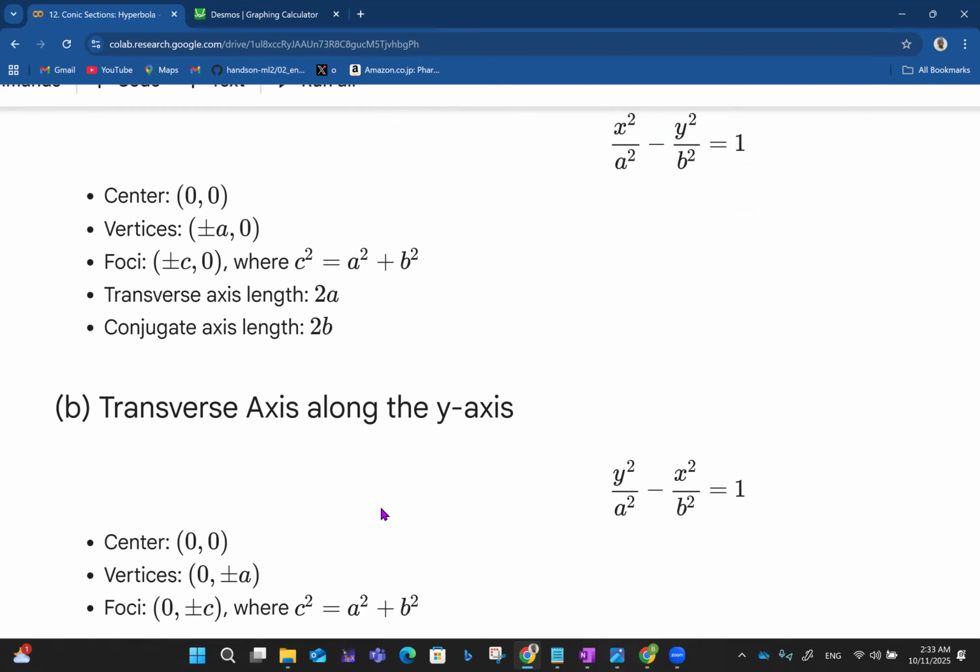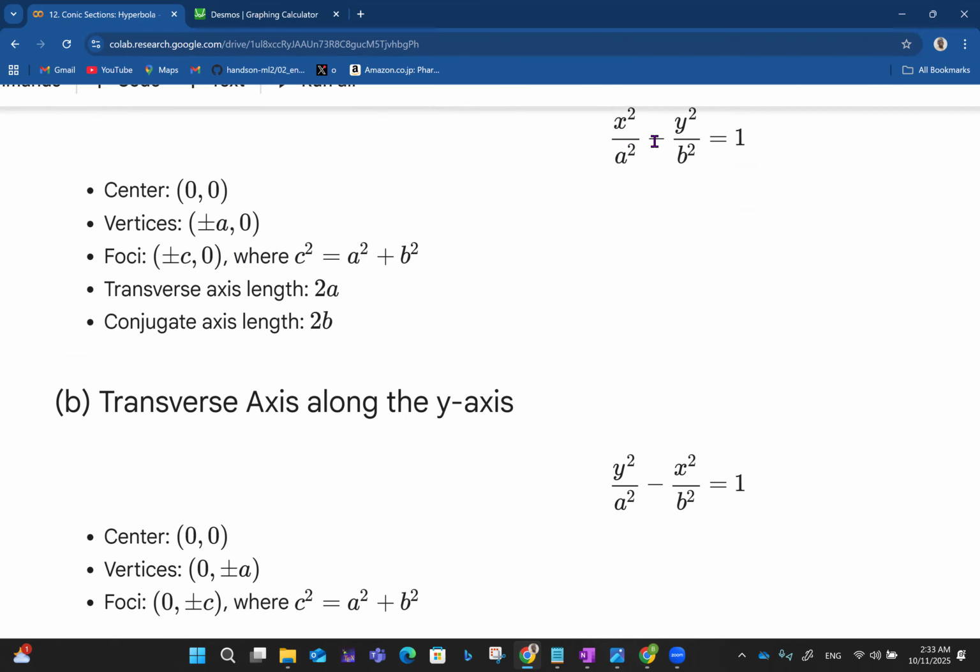For the y-axis, you just have things switching over. So instead of x squared over a squared, you now have y squared over a squared minus x squared over b squared. If you're switching axis for the ellipse, you just switch the a squared and b squared. But in this case, you switch the y squared and x squared because now we are subtracting. So the a squared and b squared remain where they are, but the y squared and x squared switch places for you to change the axis.